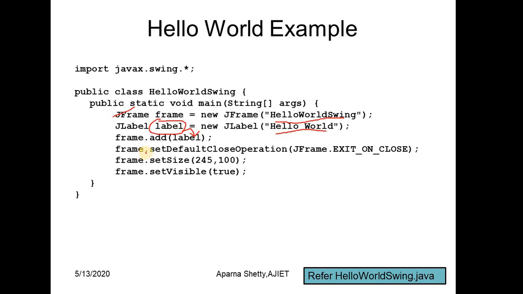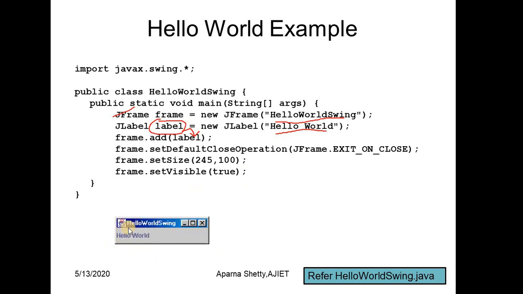Next, frame.setDefaultCloseOperation, and we pass the parameter JFrame.EXIT_ON_CLOSE. So the default close operation for that frame is set here. Exit on close means that when you press the close button, the frame should disappear. Next, we are setting the size of the frame, that is 245, 100. And frame.setVisible sets the visibility of that frame to true.